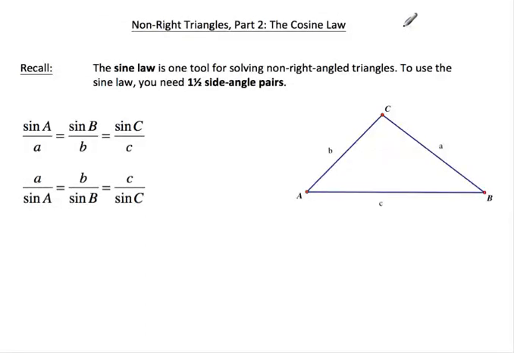In this lesson, we'll continue to look at methods for solving non-right angle triangles by considering the cosine law. In the previous lesson, we considered the sine law, and you'll recall that the sine law is expressed in either one of these two forms, and that to use the sine law, you need to be given 1.5 side angle pairs, where a side angle pair is a side and the angle opposite it.